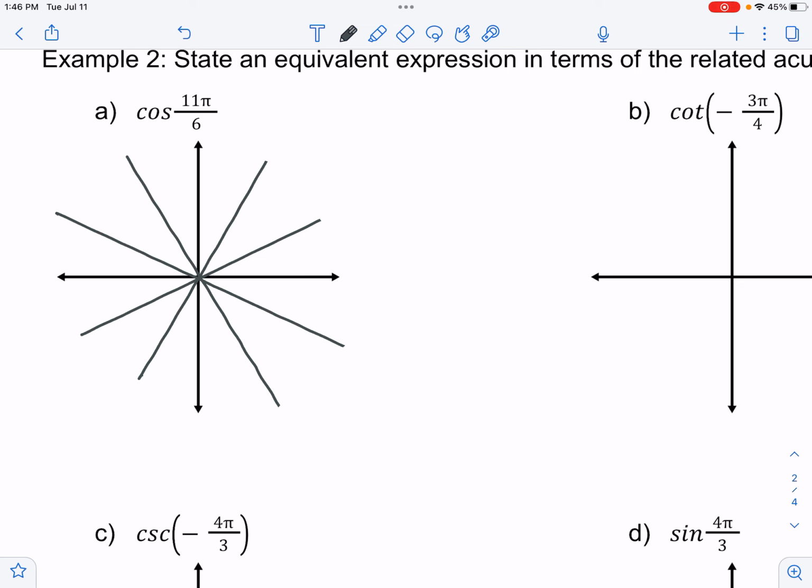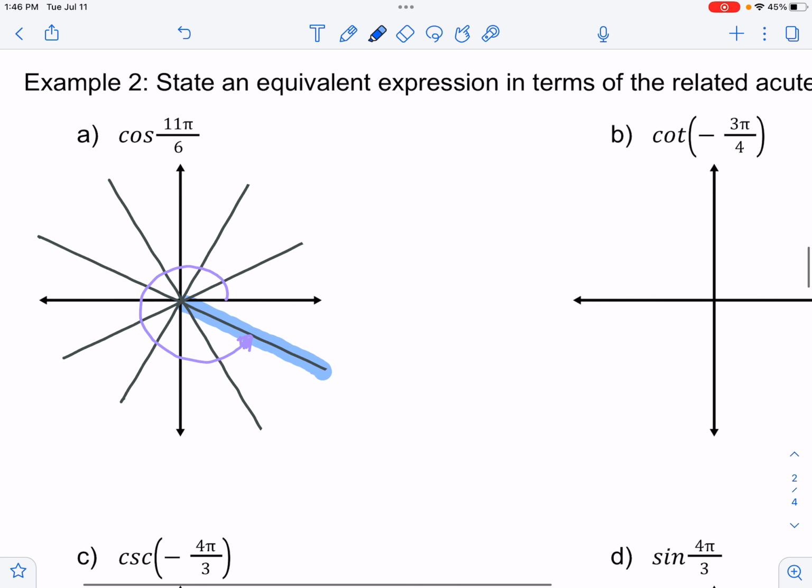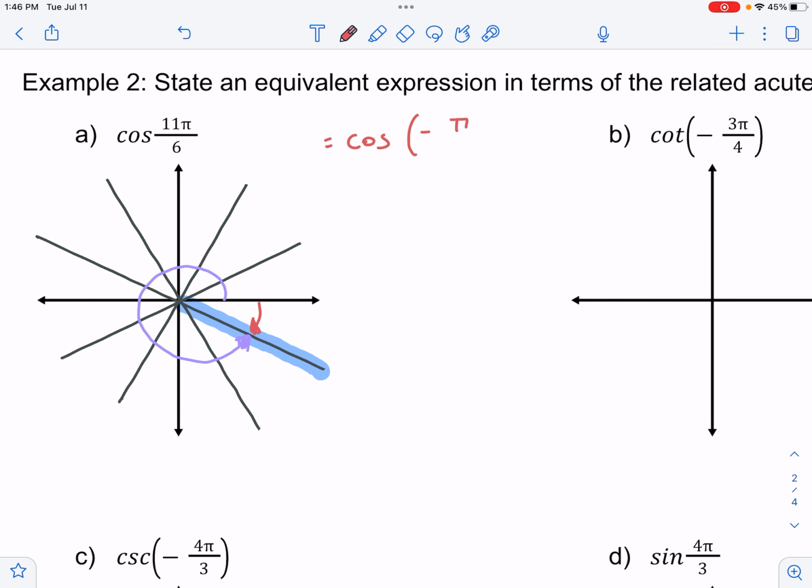It's positive, so I'm going to go the positive way around, and I need to go around 11. 1, 2, 3, 4, 5, 6, 7, 8, 9, 10, 11. Awesome, and here's my terminal arm. Okay, so what would be an equivalent expression? We've got a couple of different options here. The one that I see is, well, we could go backwards, right? If we went from the positive x-axis down, we would land at the same spot. So one equivalent expression would be cosine of negative pi over 6.